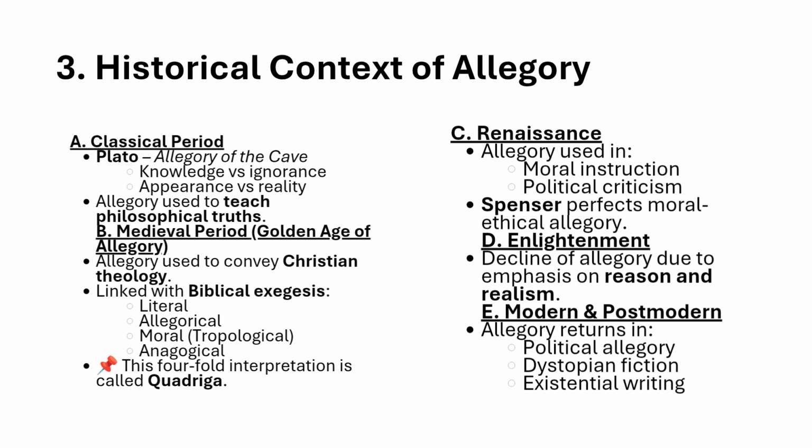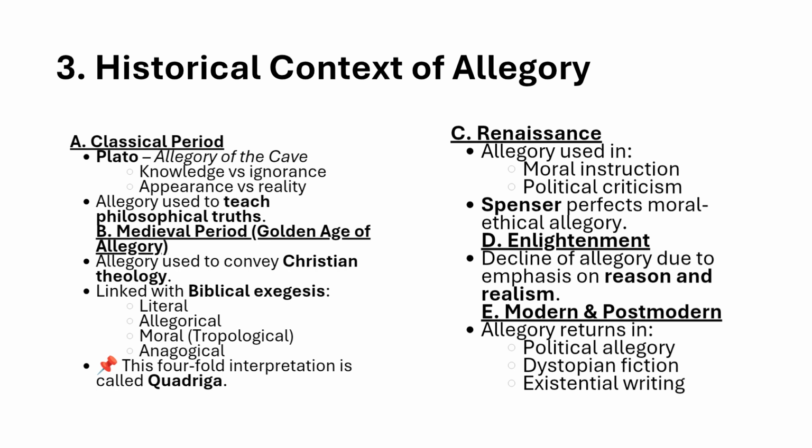B. Medieval period. Golden Age of allegory. This is the golden age of allegory. Allegory was mainly used to explain Christian theology. It was connected with biblical interpretation. There were 4 levels of interpretation: literal, allegorical, moral or tropological, and anagogical. Together, these 4 levels are called quadriga. This is a very important exam term.